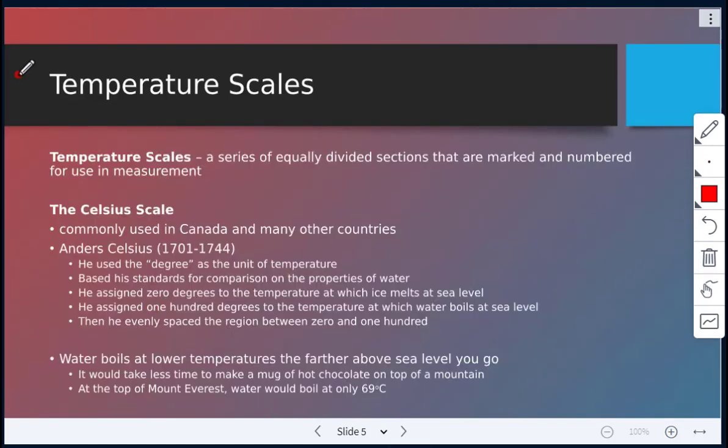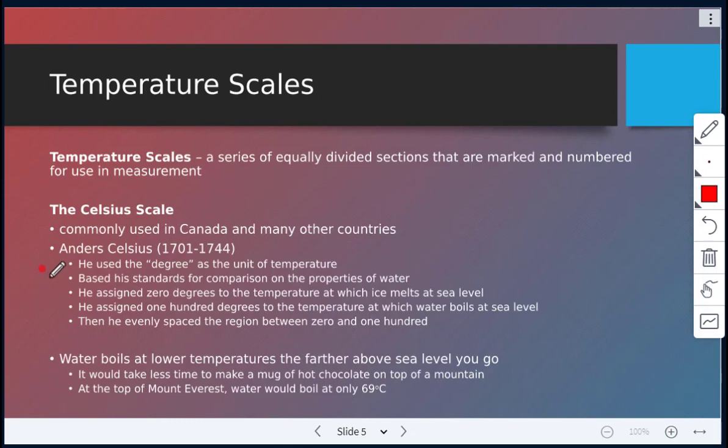So, temperature scales. These are the scales that you see, for example, on a thermometer. It's a series of equally divided sections that are marked and numbered for use in measurement. The Celsius scale is the commonly used scale in Canada and many other countries. Anders Celsius, who lived from 1701 to 1744, used the degree as the unit of temperature, and he based his standards for comparison on the properties of water.